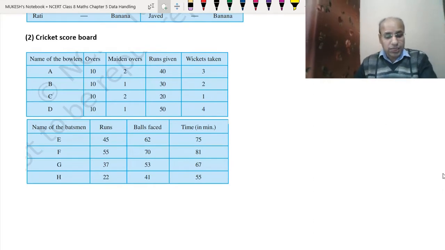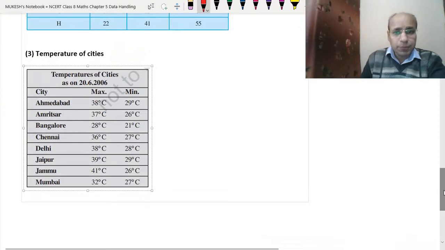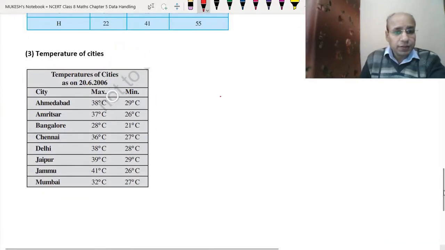Okay, now let's do the next example. In this example, the temperatures of different cities have been recorded, the maximum and minimum temperature. So the maximum temperature in Ahmedabad, Amritsar, Bangalore. The maximum and minimum temperature for the day has been recorded for the date 20 June 2006, and this will help us to compare which is the hottest city, because the month of June is for summers. This can tell us the hottest city in the area.